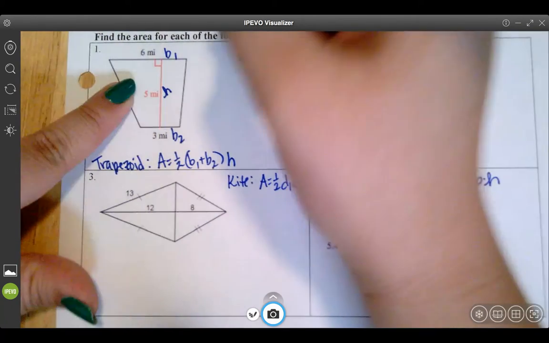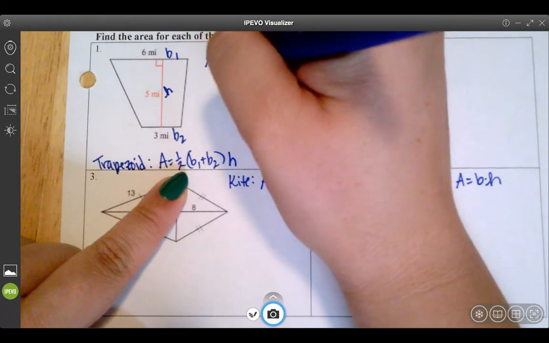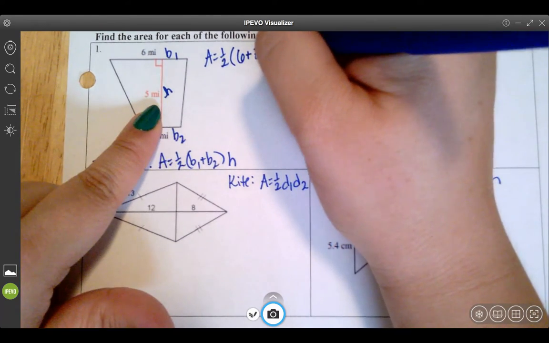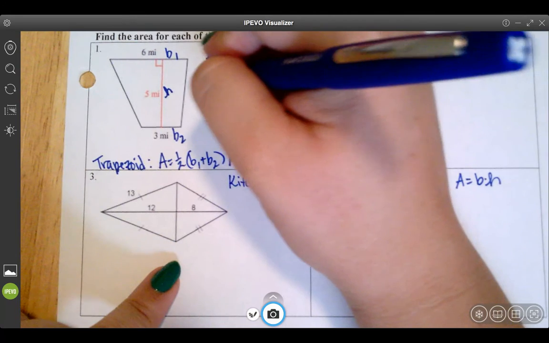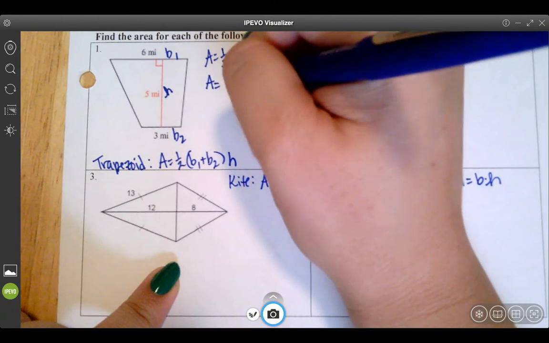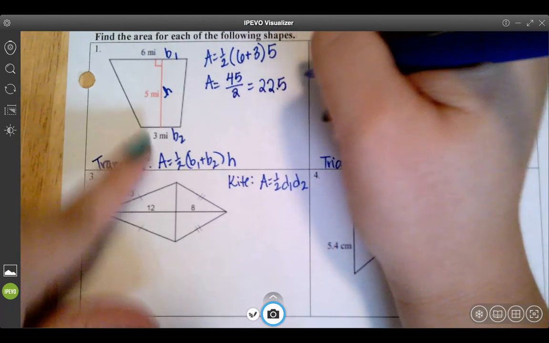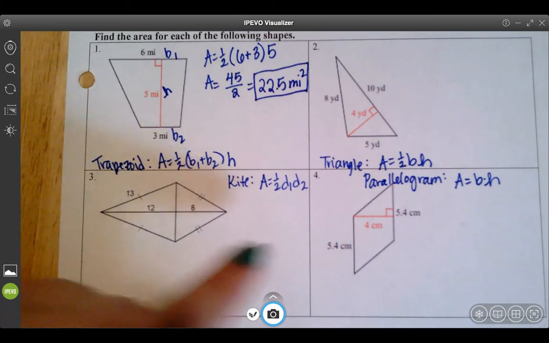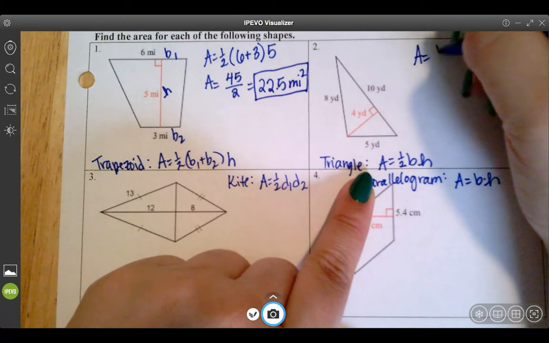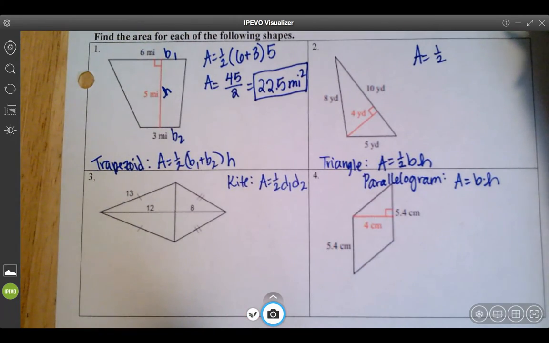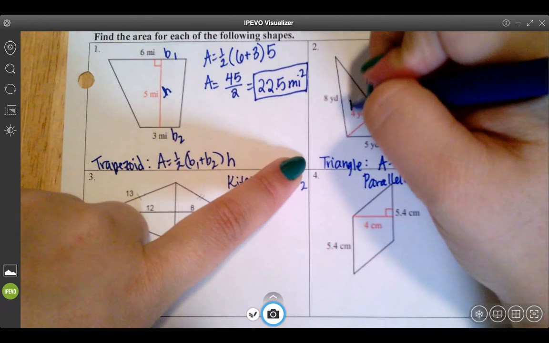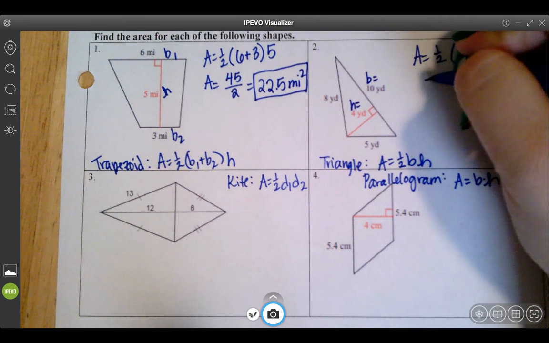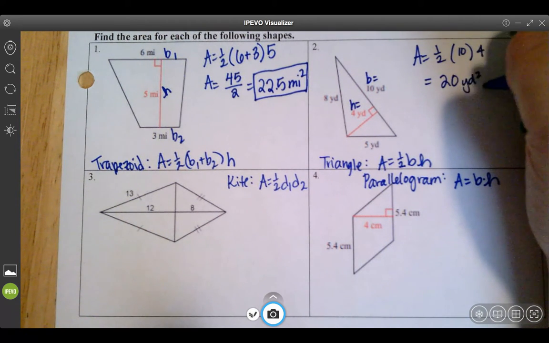So for number 1, area equals 1/2 base 1, which is 6, plus base 2, which is 3, times the height, which is 5. So then the area equals 45 halves, or 22.5 square miles. For number 2, area equals 1/2. Base and height have to be perpendicular to each other. So we're going to call this our base and this our height. So then that's 10 times 4, which is 20 square yards.